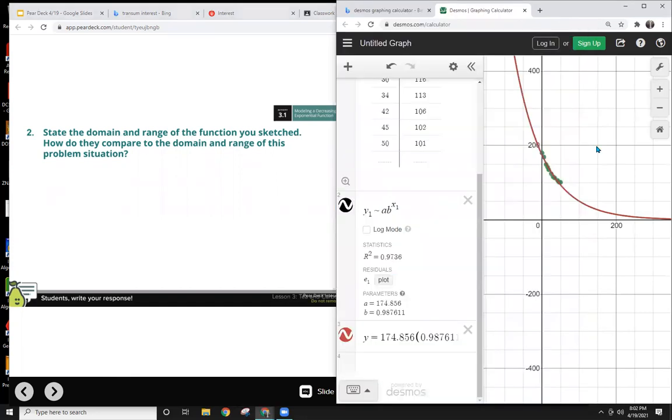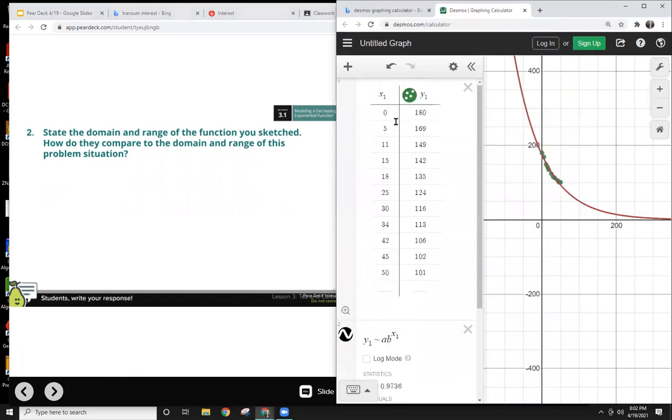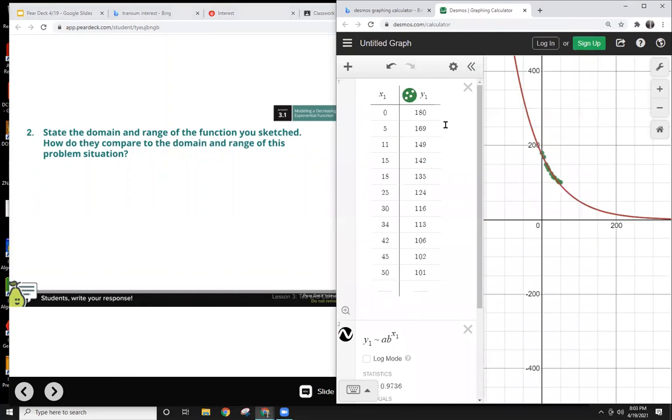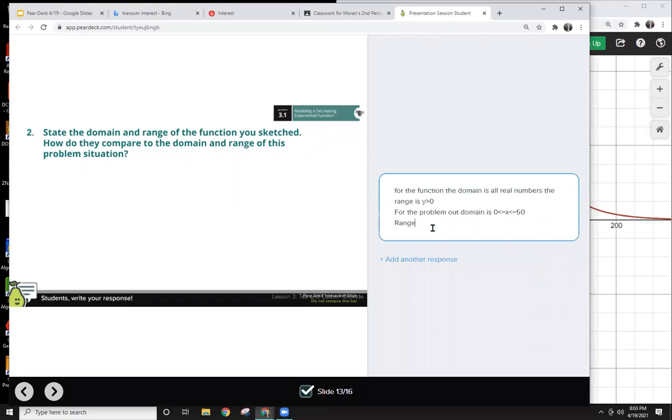Actually, I think I made a mistake. The domain is from 0 to 50, my bad. So from 0 to 50, because that is our x. Okay, from 0 to 50, and our range is from 101 to 180. So 101 less than or equal to y and less than or equal to 180.